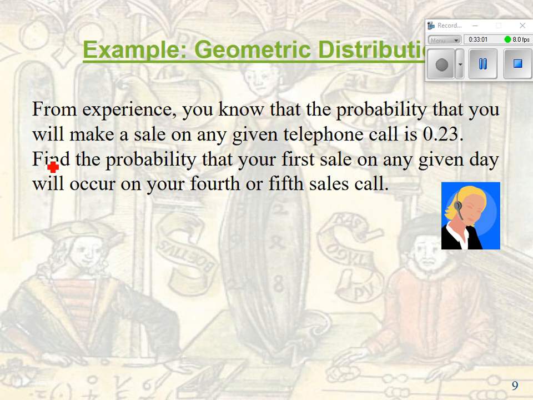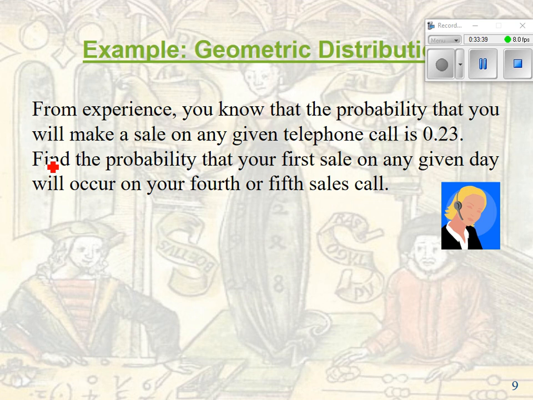From experience, you know that the probability that you will make a sale on any given telephone call is 0.23. Find the probability that your first sale on any given day will occur on your 4th or 5th sales call. So let's say you work for some company, and as soon as you make your first sale, you get to quit calling people for the day. And you want to figure out, hey, what are the chances that the first person I call today, I get to go back to bed afterwards? This is what they're talking about here.